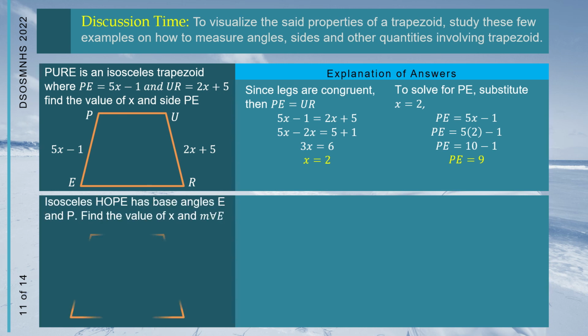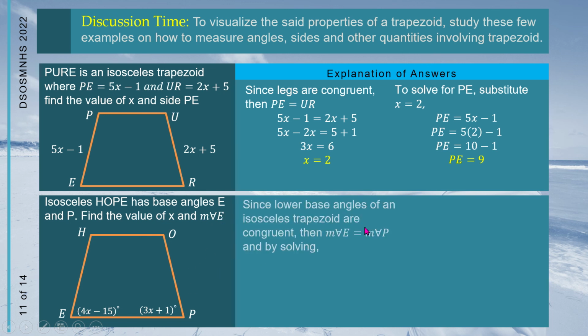Fourth example. Isosceles HOPE has base angles E and P. Base angles are the angles at the bottom. Angle E, angle P. Find the value of x and the measure of angle E. Based on the properties, the base angles of an isosceles trapezoid are congruent. The measure of angle E is congruent to the measure of angle P.